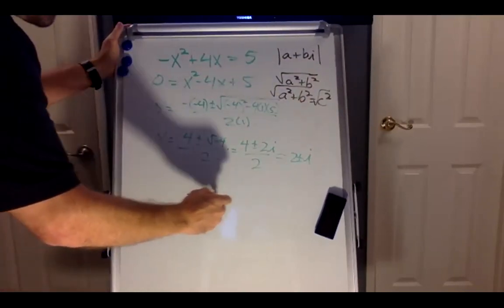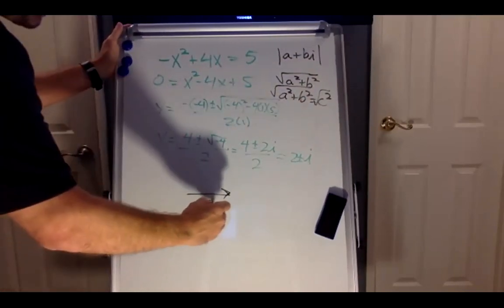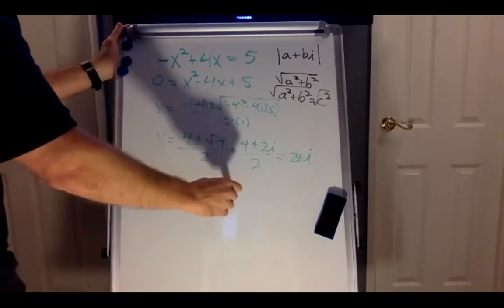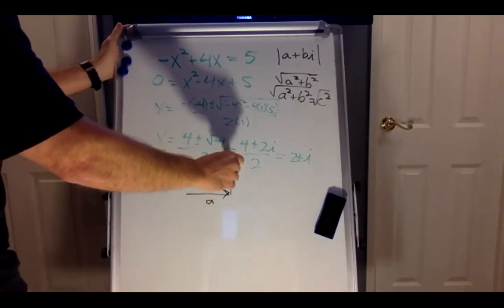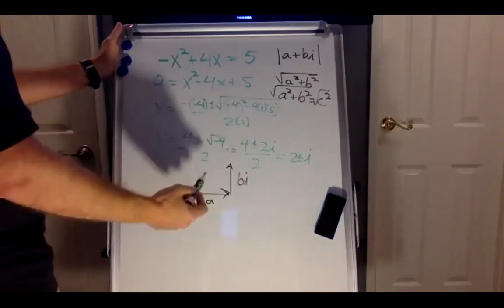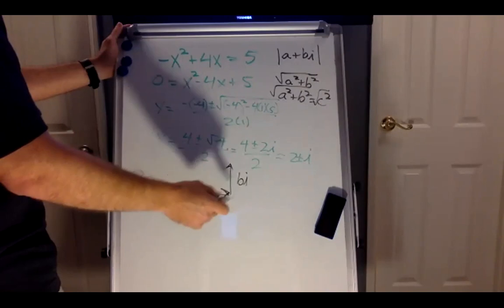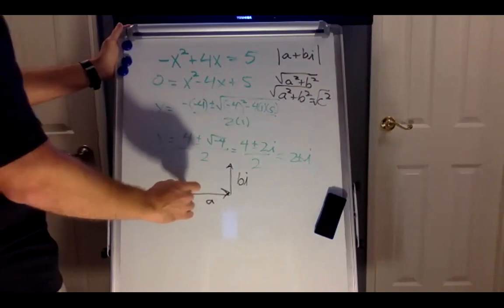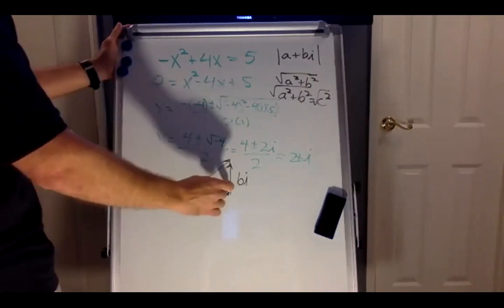Well, you have the real direction, which is your a. You have a vector that goes in the imaginary direction. We call that bi because it goes in the imaginary direction. Then you have the result of that, which is that. See the right triangle?